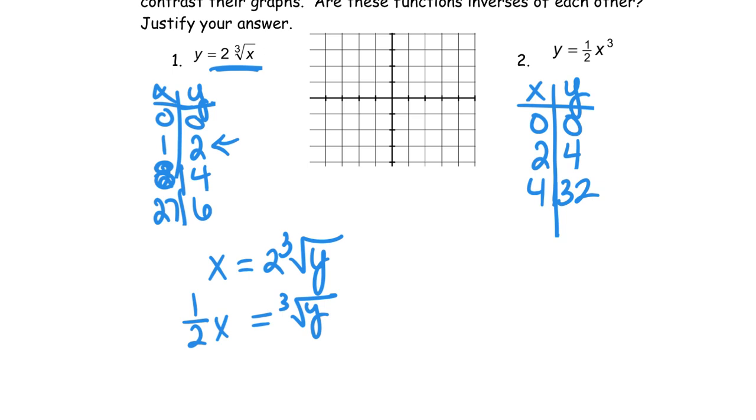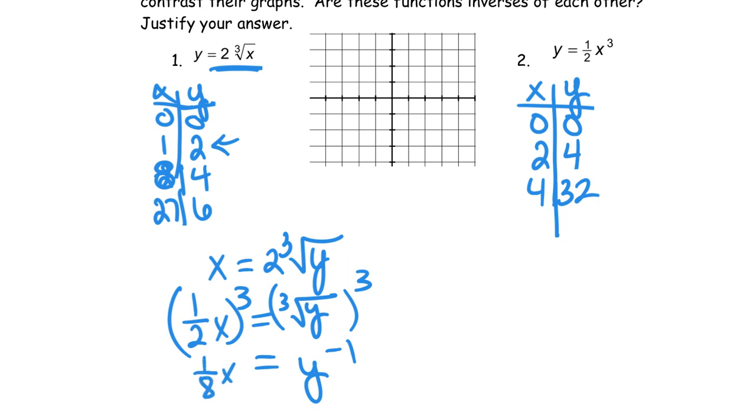So now what will we do? I want the cube root to go away. What's the opposite of cube rooting it? Cube it again. So I'm going to cube this side, but then I got to cube this side too. So I get y. But what about that 1/2? Is it actually 1/2? No. It's 1/8.